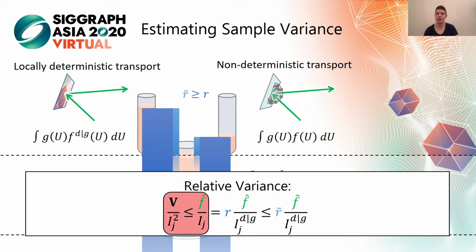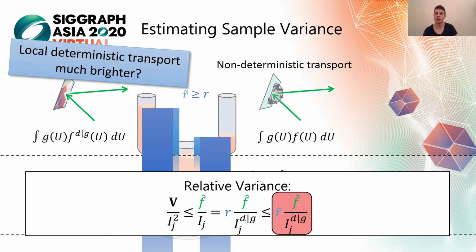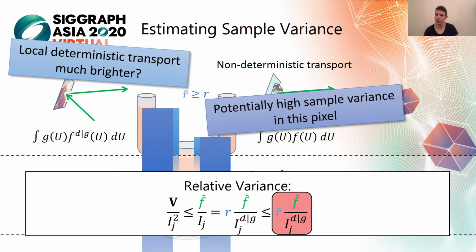Going back to variance estimation, remember our characterization of relative variance by the maximum range of sample values f hat and the pixel value I_ij. We can trivially replace the pixel value by the value for locally altered deterministic transport if we compensate by the ratio r. It then follows that the relative variance can also be bounded using the ratio within our local subsets, tilde r. This characterization tells us that if deterministic light transport in a local environment would be much brighter than our actual light transport there, then the relative variance for the whole pixel might be equally higher in the worst case.